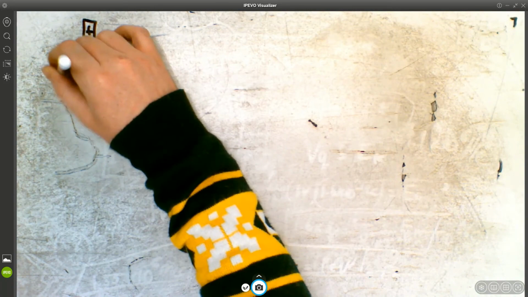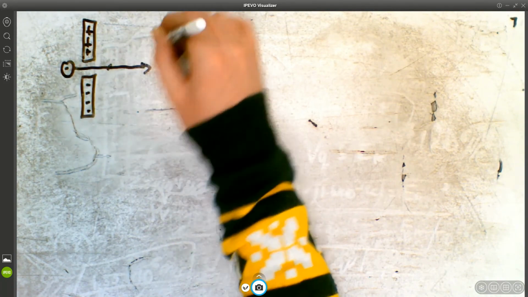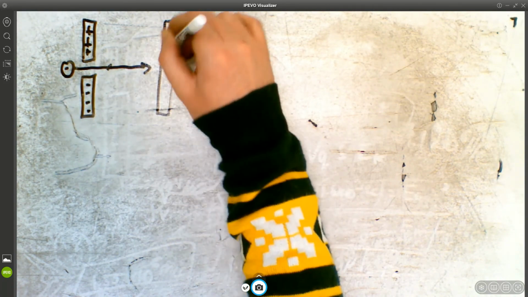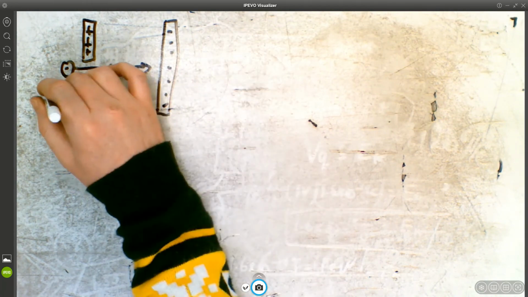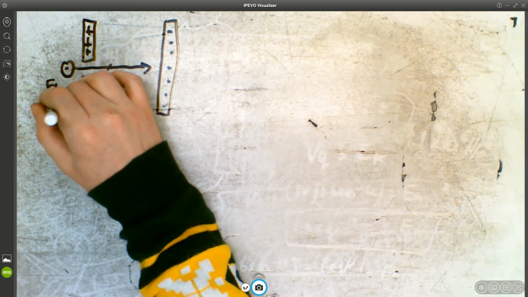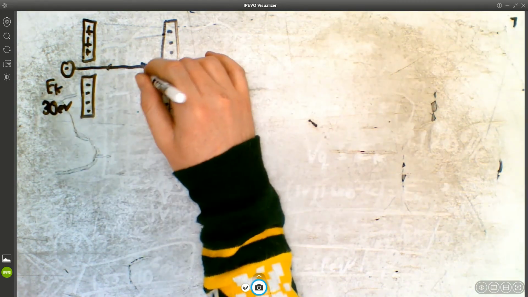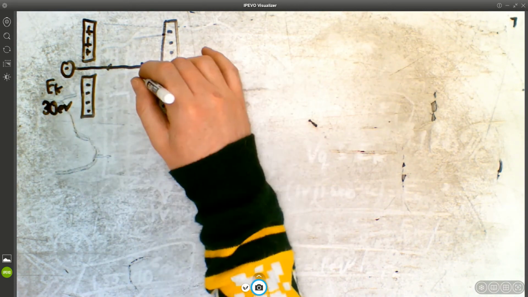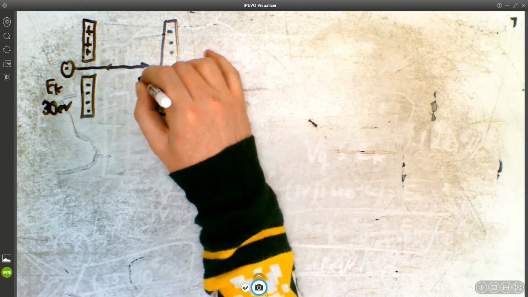We have our negative plate. We have our electron. You go through. Here it has kinetic energy. So a way to measure kinetic energy is in electron volts. It's got 30 electron volts of energy, right? Here, it also has kinetic energy.